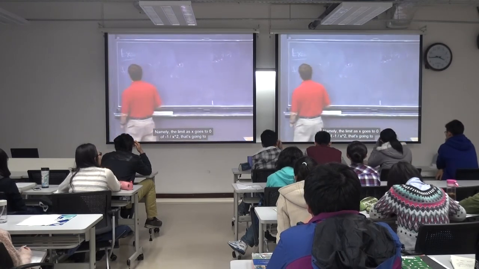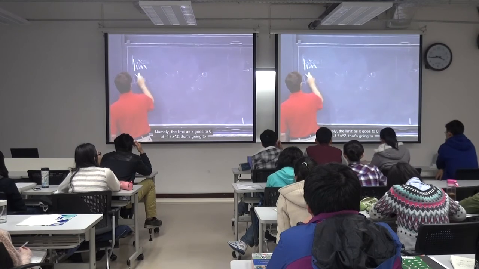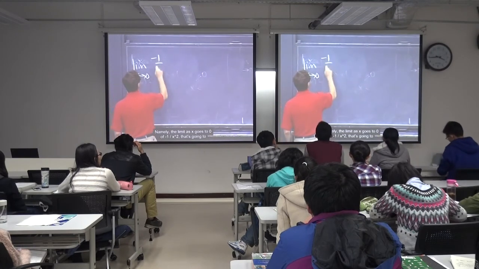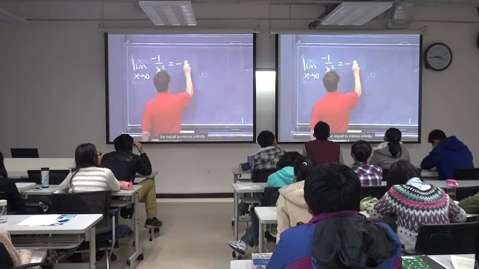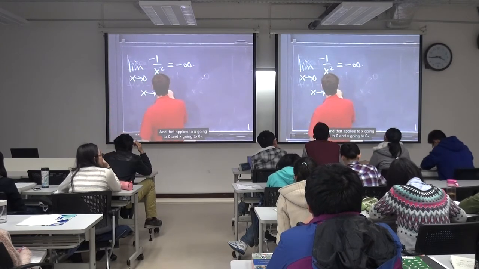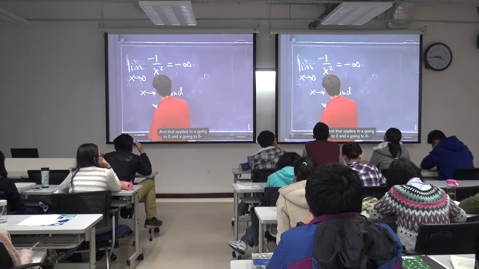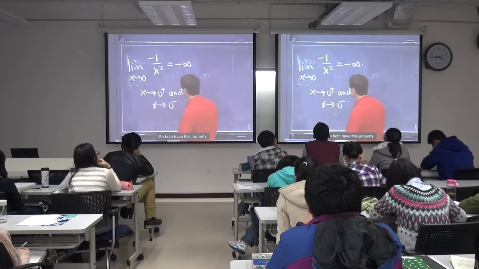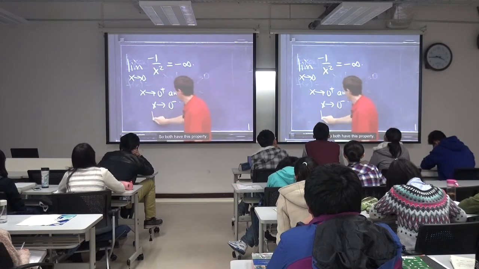Namely, the limit as x goes to 0 of negative 1 over x squared is going to be equal to minus infinity, and that applies to x going to 0 plus and x going to 0 minus. So both sides have this property.